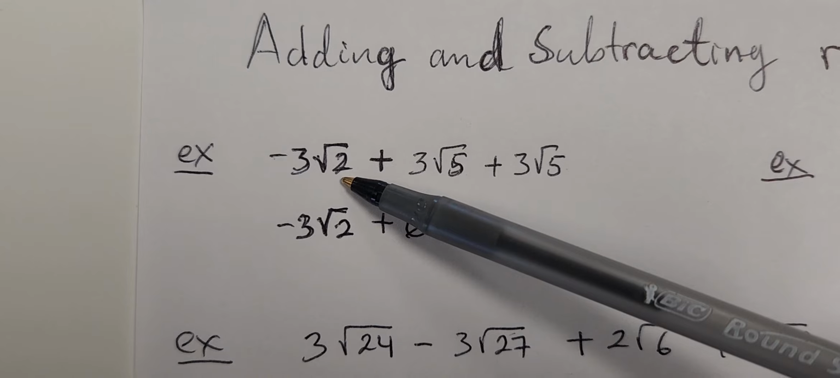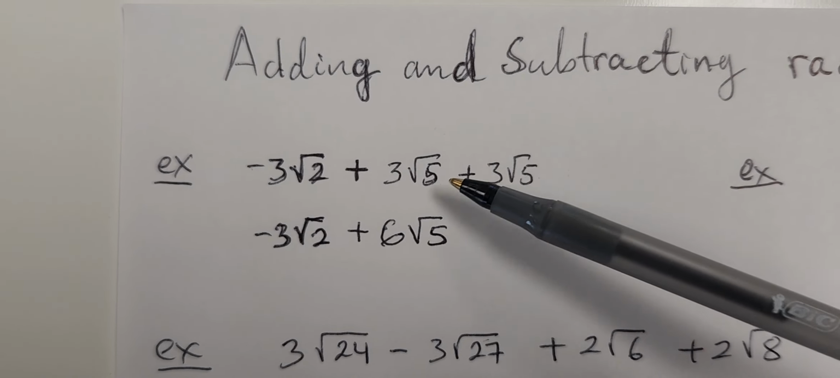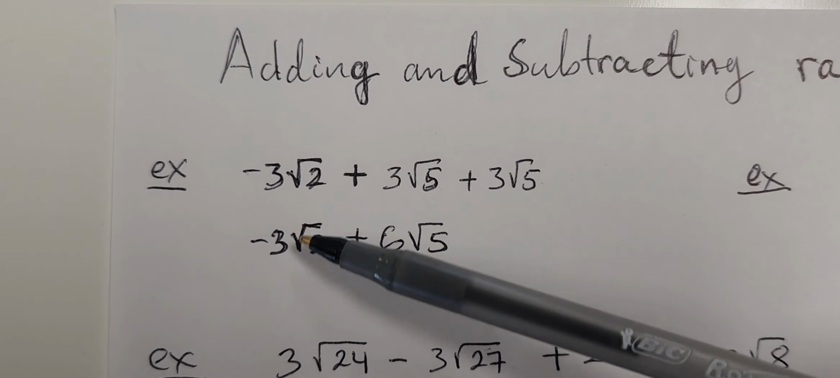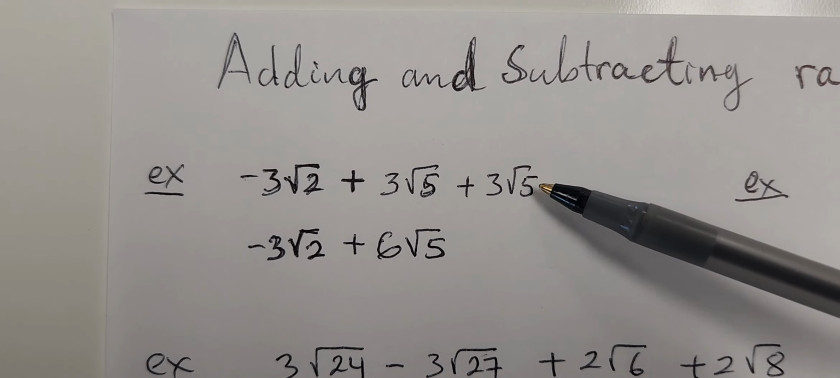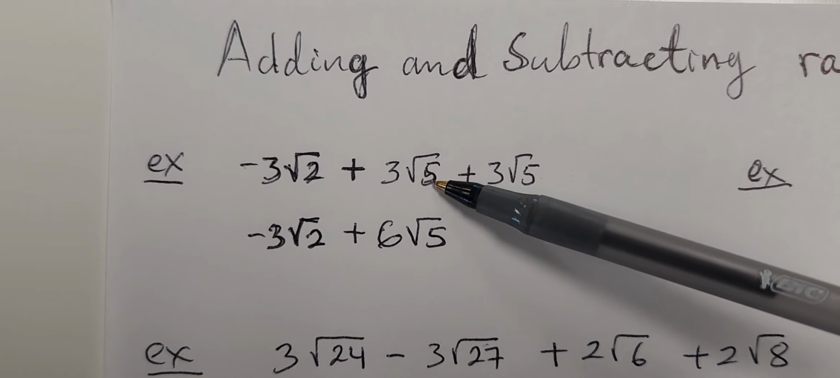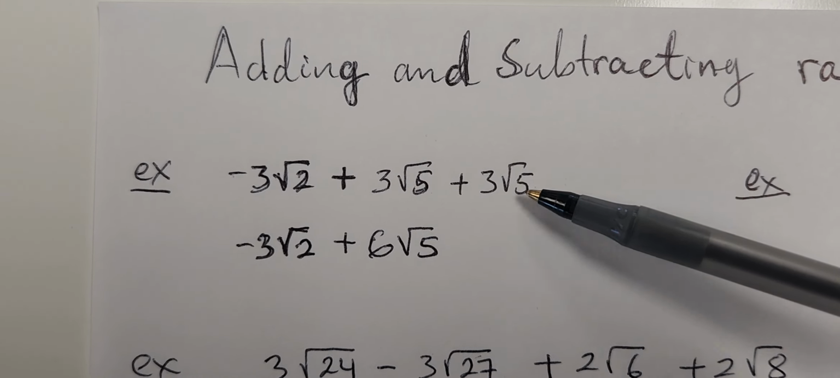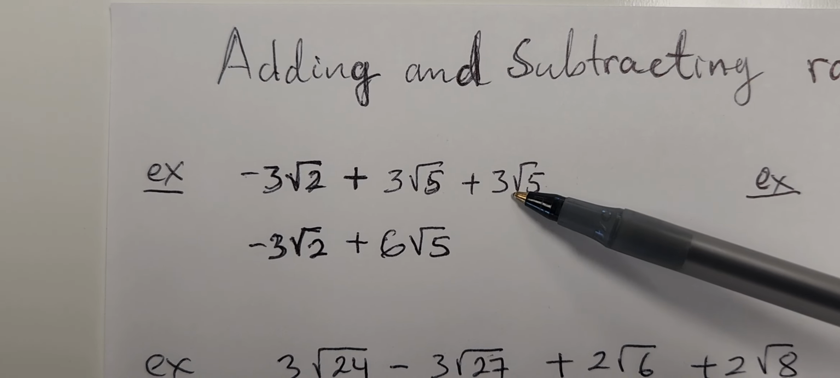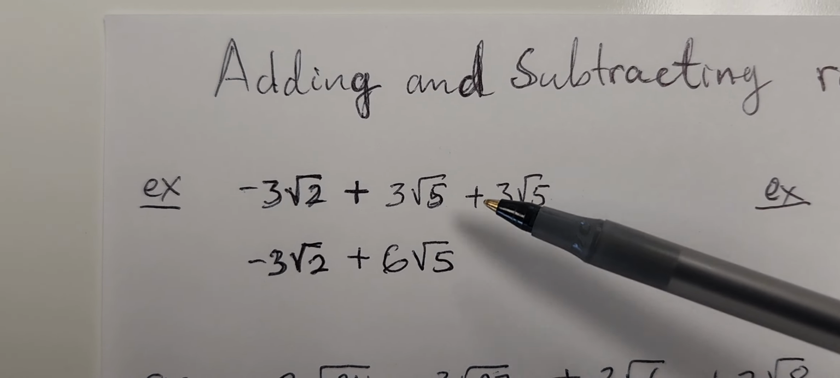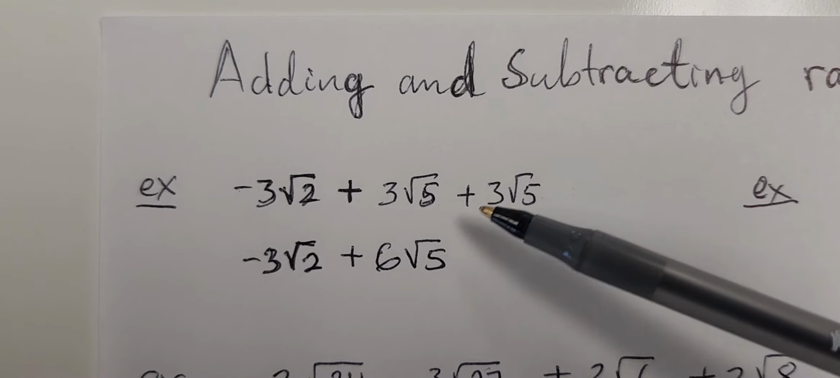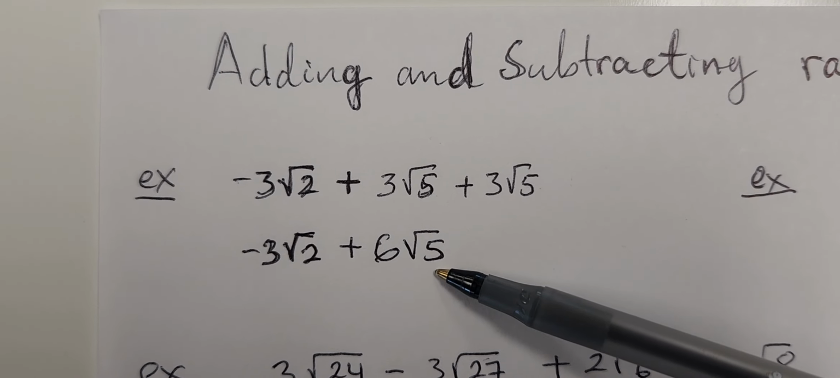So here I have radical 2. There are no other radical 2, so I leave it alone. Next, here I have radical 5, and here I also have radical 5. They are the same radical, so we add or subtract them. Here we have plus 3, here we have plus 3, so 3 plus 3 gives me 6 radical 5.